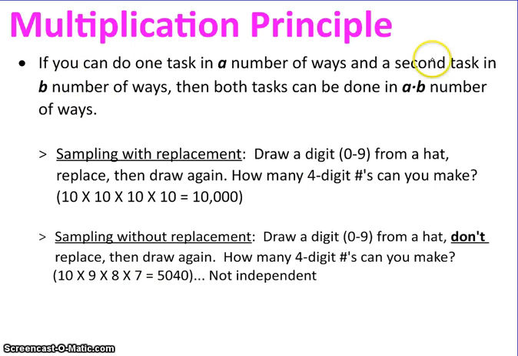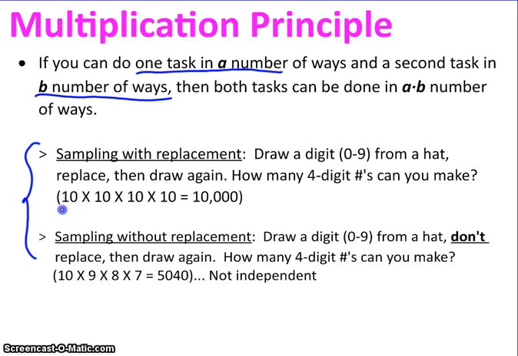All right, so the multiplication principle says that if I can do one task in A ways and a second task in B number of ways, then I can multiply those two to figure out how many possible choices or sample size. Okay, there are 2 vocabulary words that we need to talk about before we move on. Sampling with replacement, okay? This would be like if I drew a number out of a hat and then put it back in and then I drew another number. Sampling without replacement means that once I draw the number, I don't put it back in the hat.